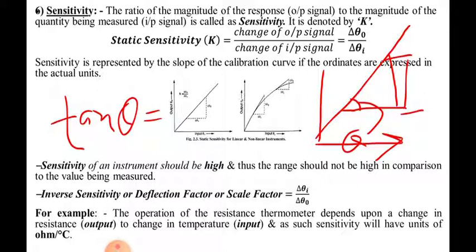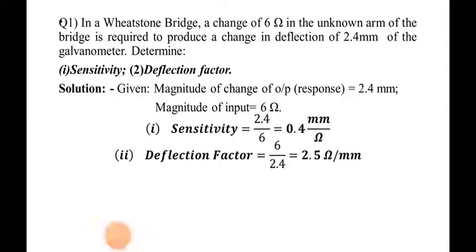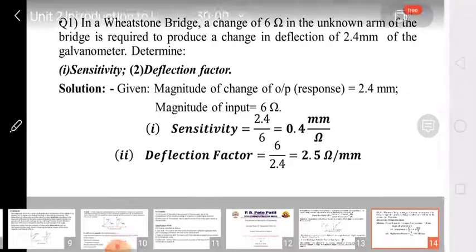For example, the operation of the resistance thermometer depends upon the change in resistance with the change in temperature, and as such the sensitivity will have a unit of ohm per degree Celsius, because resistance is measured in ohm and temperature is measured in degrees Celsius. That is the static sensitivity. We have explained it with the help of a graph, for linear and non-linear instruments. Next, there is one numerical asked on static sensitivity as well as the deflection factor.